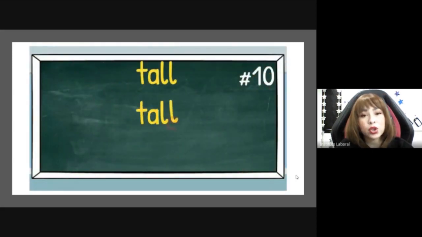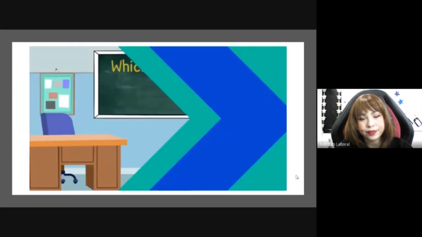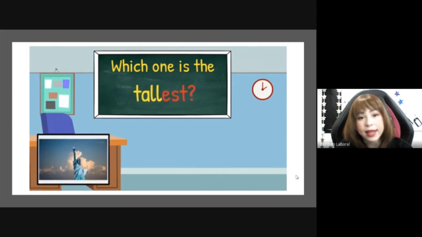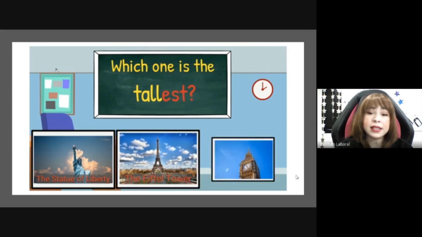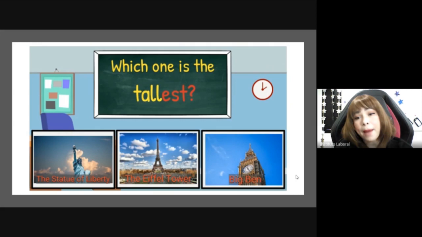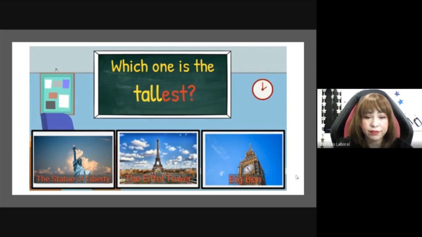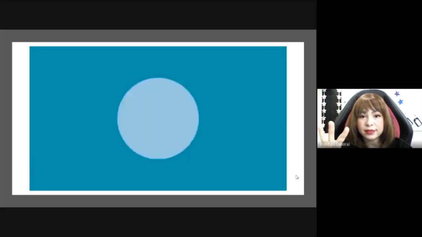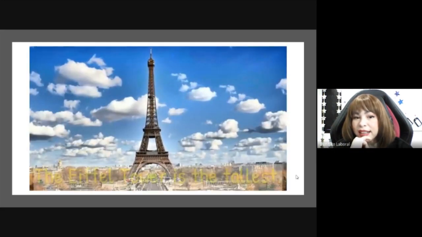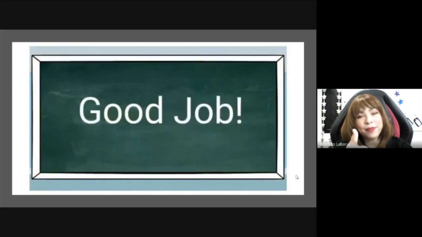Number 10. Tall, taller, the tallest. Which one is the tallest? The Statue of Liberty, the Eiffel Tower, or Big Ben? Which one is the tallest? Think quickly. Correct. The Eiffel Tower is the tallest. Good job.